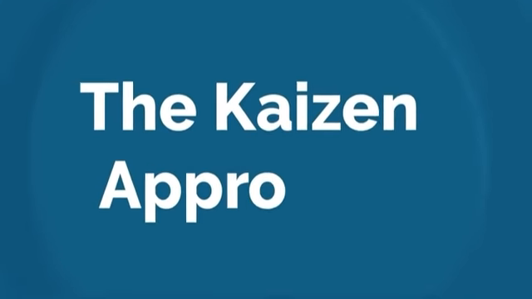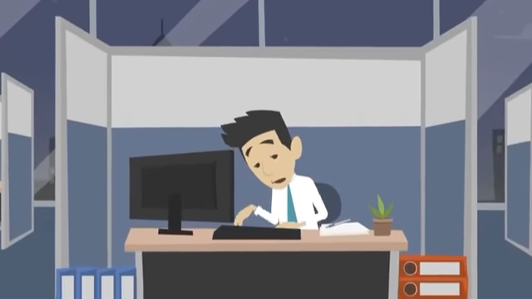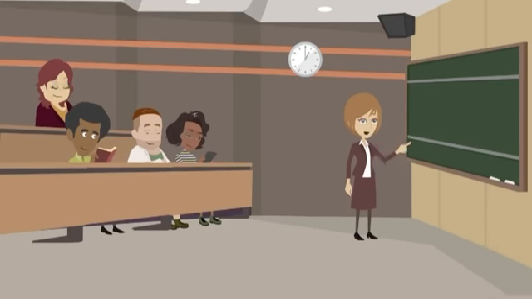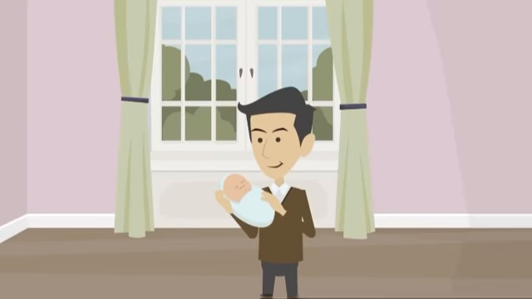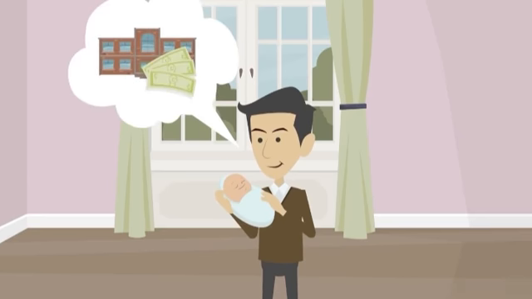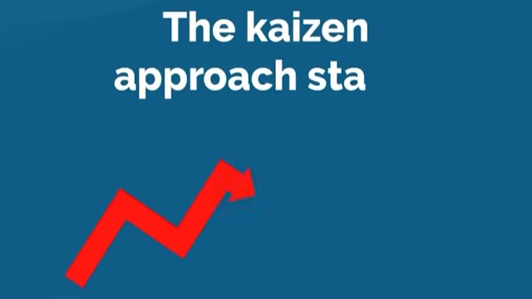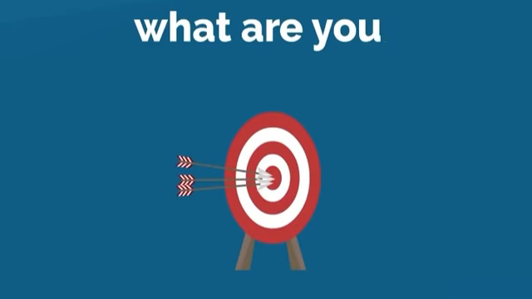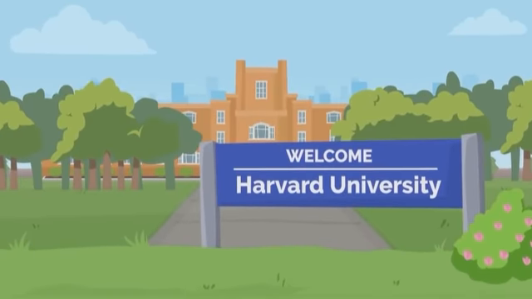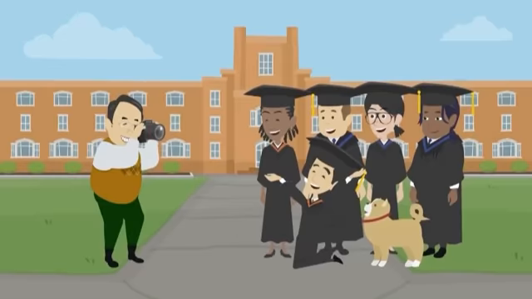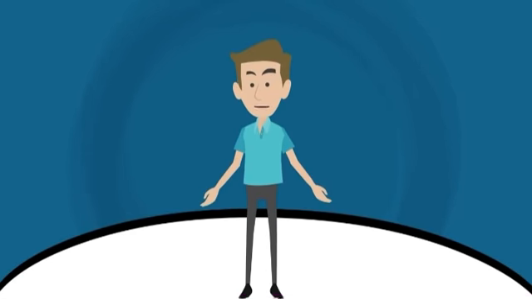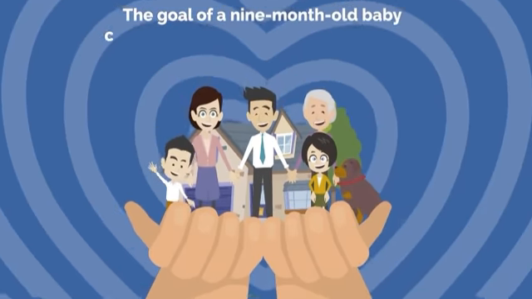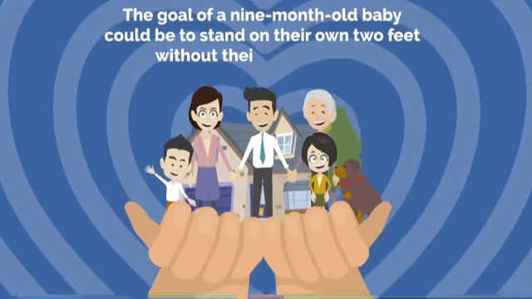The Kaizen approach. How old are you? Are you an employee struggling to get to that next promotion? Is it your final year in university and you're hoping and working hard for a fulfilling career ahead? Or maybe you've just had your first child and are already thinking of a college fund for him or her. The Kaizen approach starts when you answer the question, what are your goals? A teenager's goal could be to go to Harvard University, since he or she wants to be a big-shot lawyer. For you, financial freedom at 40 years of age is the dream. The goal of a 9-month-old baby could be to stand on their own two feet without their parents' help.